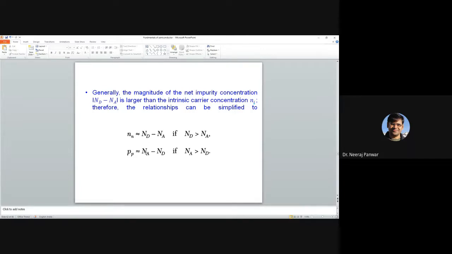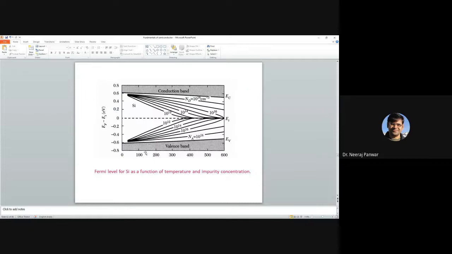All right. So next, the final topic of the day: we discuss the variation of the Fermi level with two things. One is if we increase the acceptor or donor concentration, and the second is if we increase the temperature.